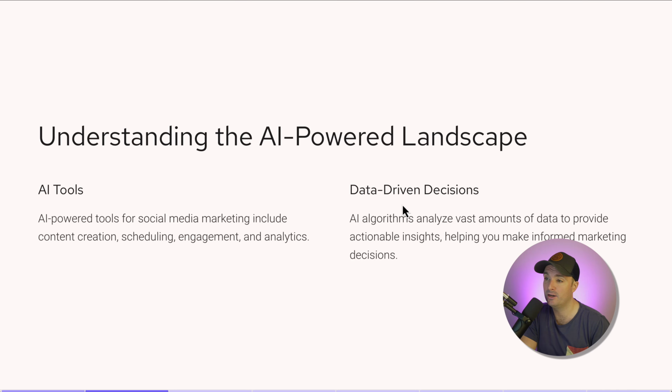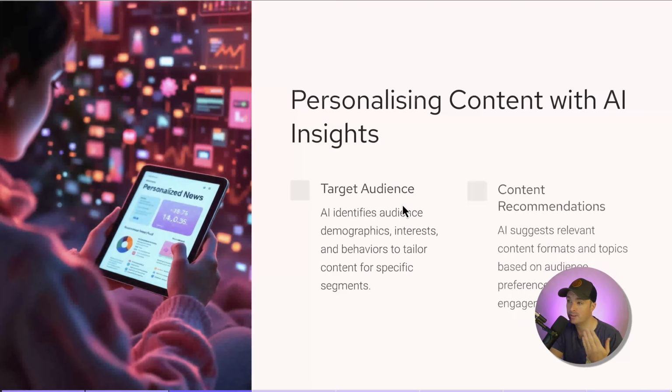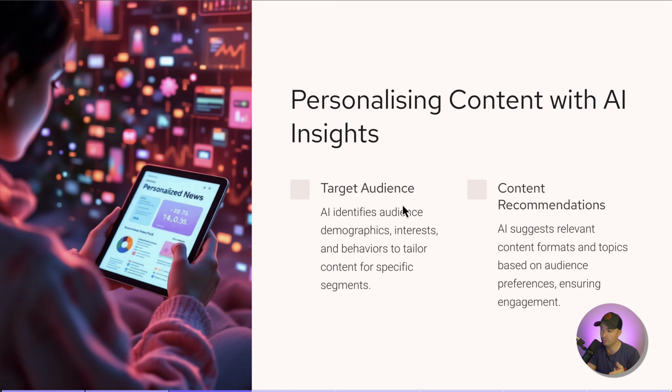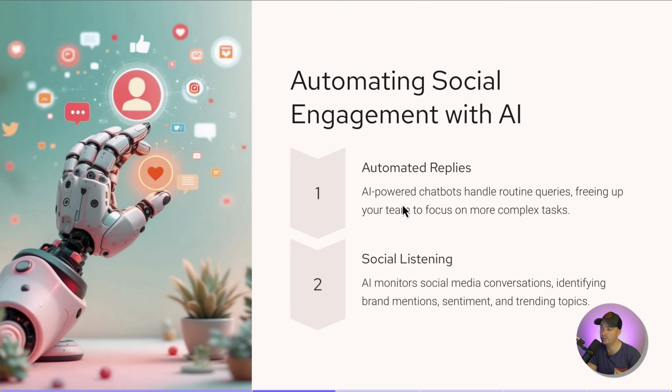So again, we've got here understanding the AI-powered landscape, AI tools versus data-driven decisions, personal insights, targeting your audience, content recommendations, automating social engagement with AI. So I think this is the kind of presentation you might want to use as a pitch to people, perhaps big social media, either big companies that are using social media or influencers who are really successful but perhaps need to automate and improve their outcome.